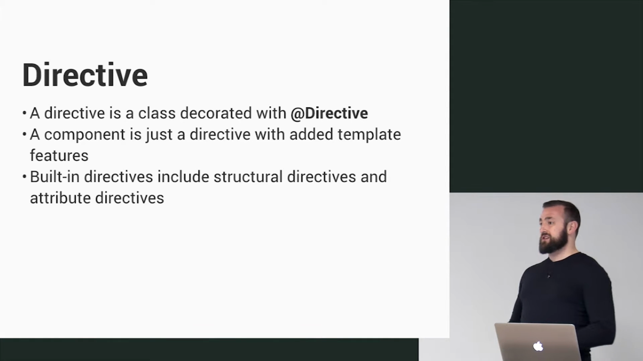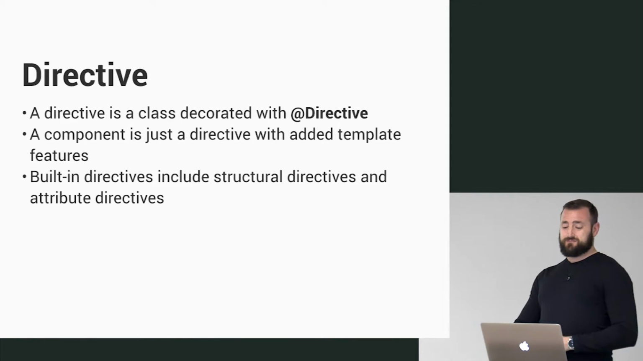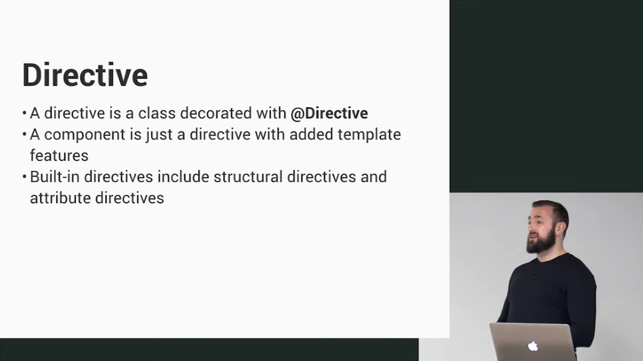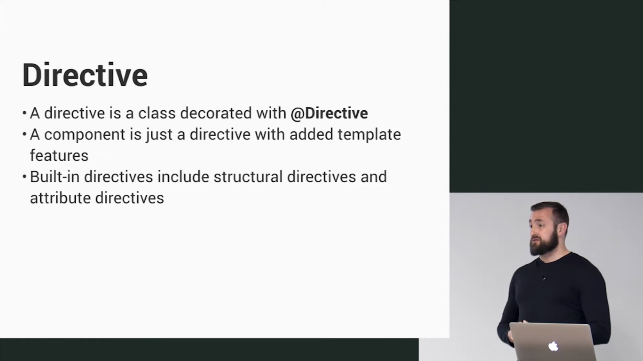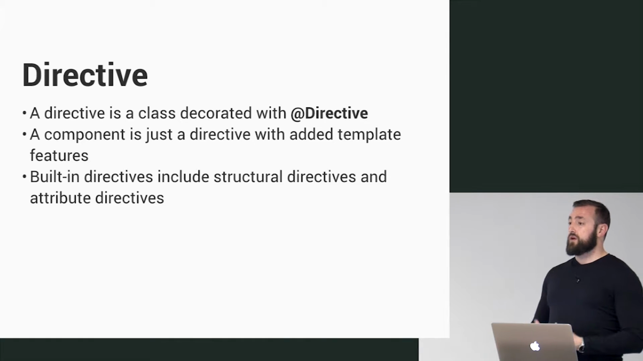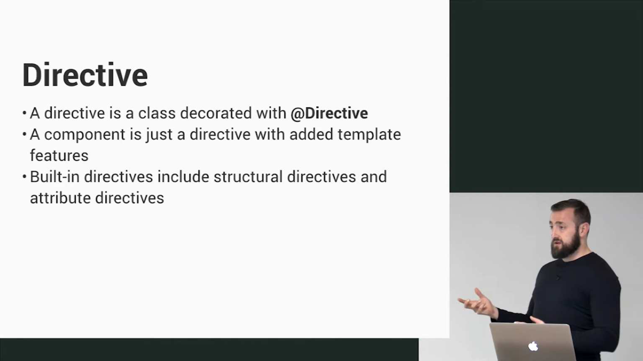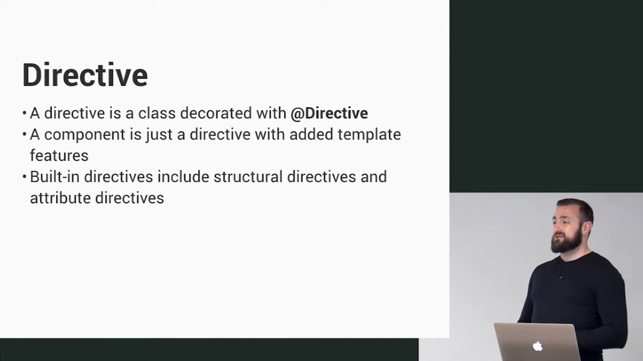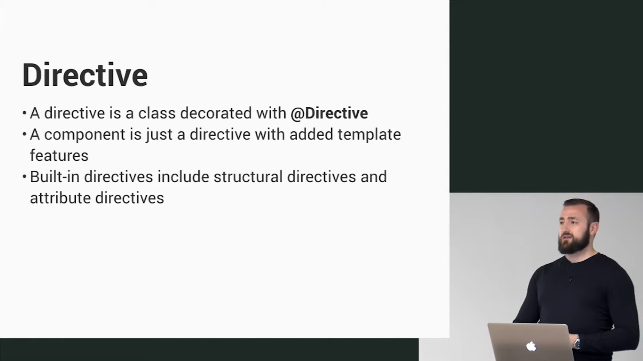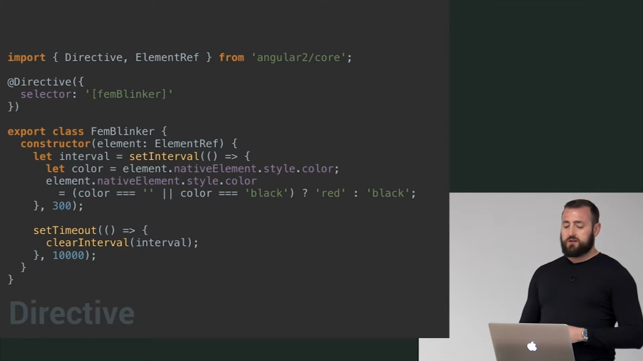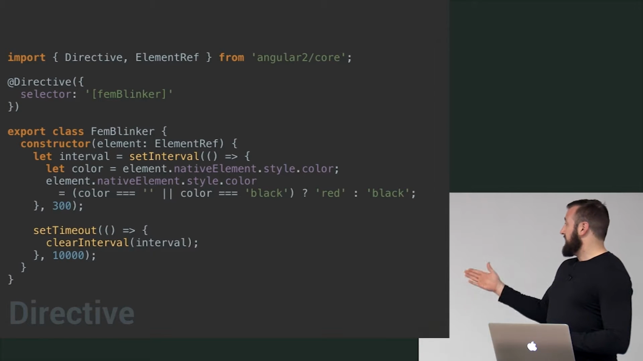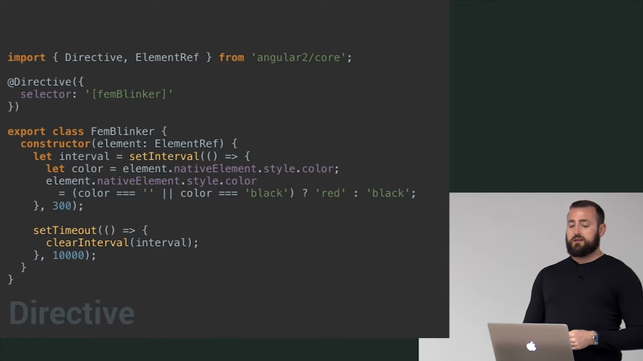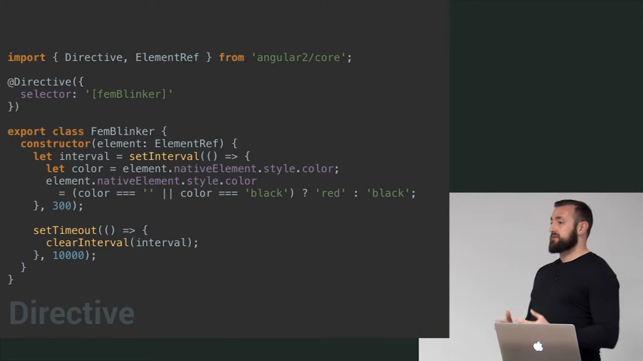So a component is just a directive with added template features. But we also have built-in directives that come with Angular 2: ngFor, ngIf, ngSwitch, a few off the top of my head. But again, there's just a handful, because now that we're using native DOM events and property binding, it's much simpler. In this case, we have a directive, and we're just saying, take this thing and apply it to the FEM blinker selector.